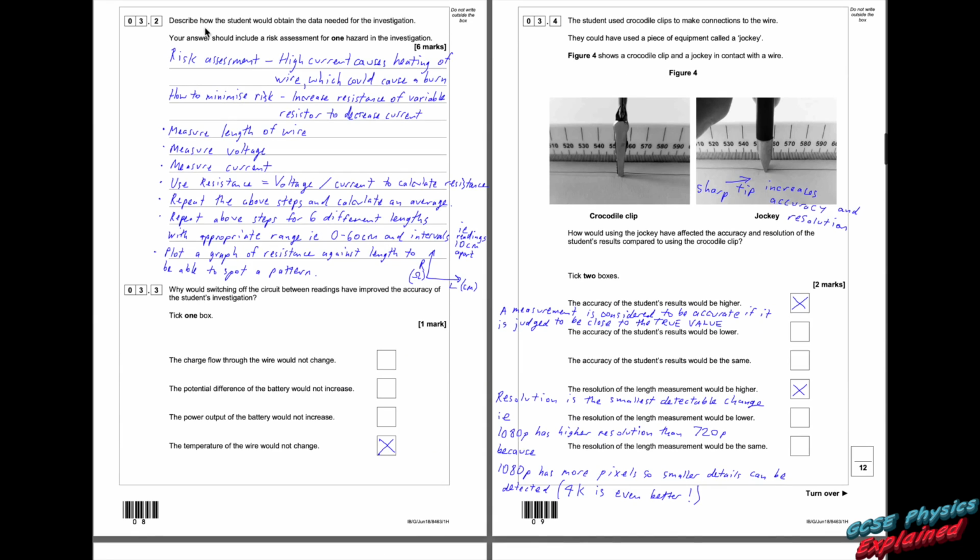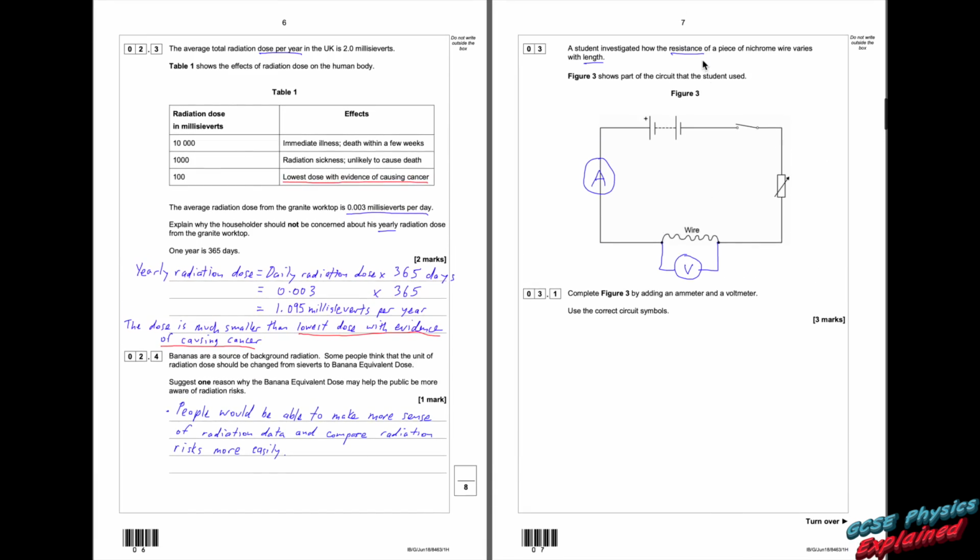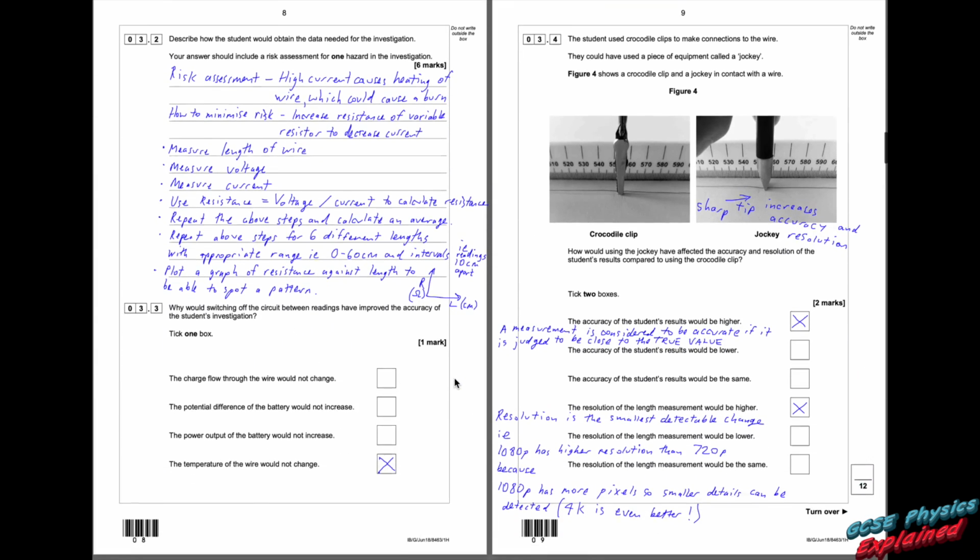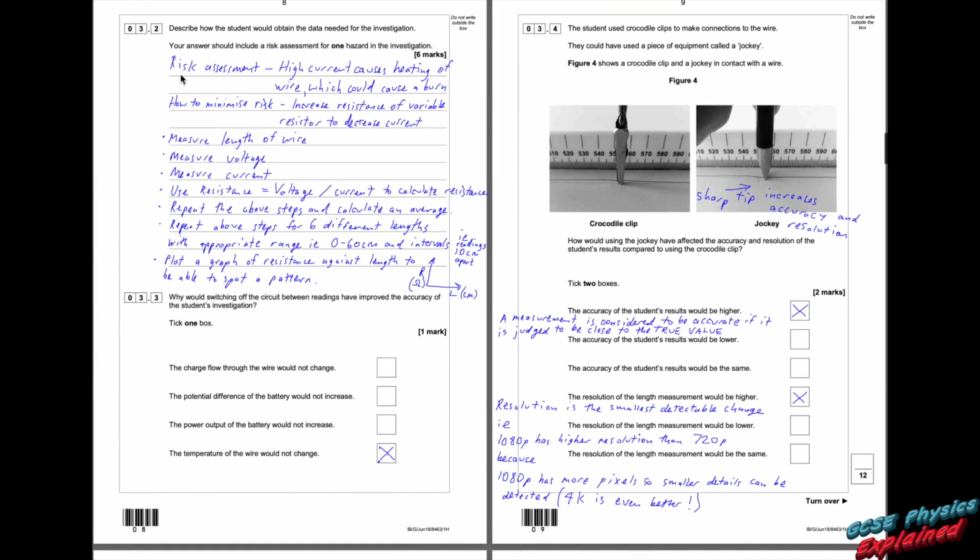Part 2. Describe how the student would obtain the data needed for the investigation. Your answer should include a risk assessment for one hazard in the investigation. So remember, they are trying to work out what the resistance is when the length changes. So a risk assessment: whenever you're using electricity, a high current could cause heating of the wire, which could cause a burn. How do we minimize that risk?